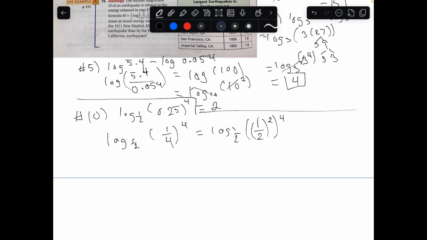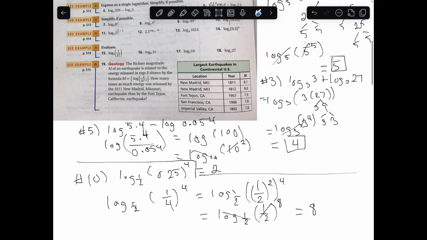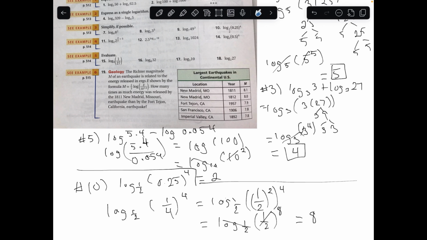Okay? Now with that in mind, I have 2 and 4. Let me multiply the 2 and 4 together before I do anything else. So I have log base 1/2 of 1/2 to the 2 times 4, which is 8. Now if you look, the log base 1/2 and the 1/2 will cancel out and give me an 8. So that will work better. That was number 10, and like I said, 10's a little ugh.